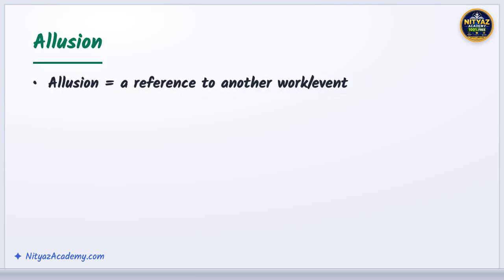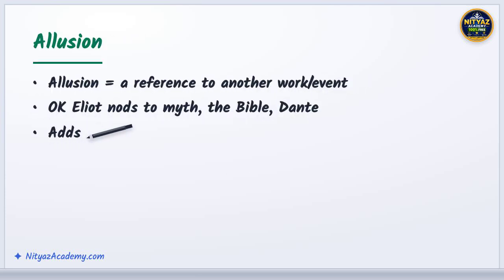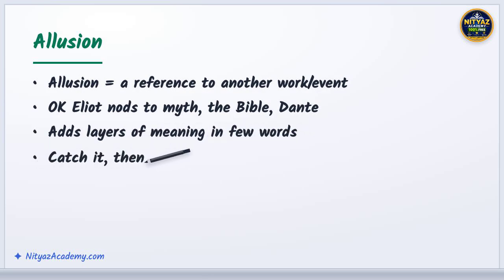Modernist texts are dense with allusion, brief references to other works, myths, or history. T.S. Eliot weaves in the Bible, Greek myth, and Dante. Each allusion packs extra meaning into just a few words, like a hyperlink to a whole story. You won't catch them all, and that's fine. When you do spot one, pause and ask what it adds to the moment.